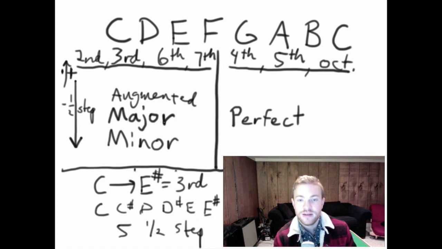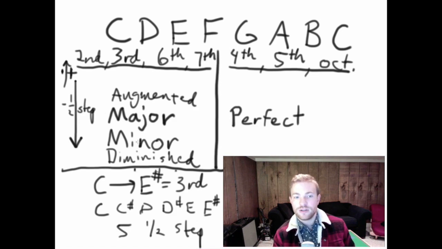Basically, we define the perfect and the major intervals based on how many half steps they contain within the C major scale. And then if we either shorten or lengthen the interval by a half step, we just move one step up or down on this chart. If we take a minor interval and shorten it by a half step, we get a diminished interval. And that rounds out the chart.